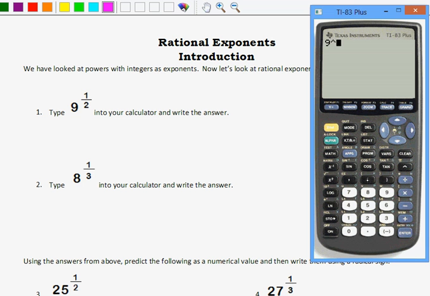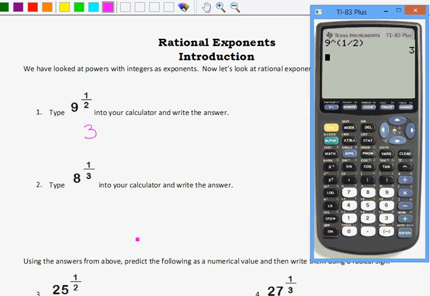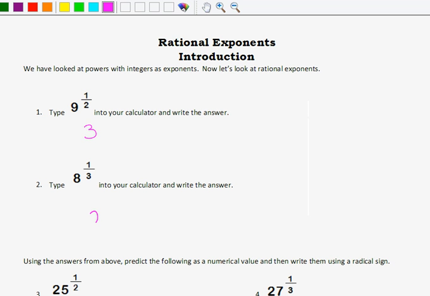9 caret. And again, with fractions in this calculator, we do have to put the parentheses. So what is 9 to the 1/2? 3. Okay. Now let's try 8 to the 1/3. 2. Okay. So how are 9 and 3 related? Well, I know the square root of 9 is 3. How are 8 and 2 related? Well, I know the cube root of 8 is 2, which means 2 times 2 times 2 is 8. So 2 to the 3rd is 8.